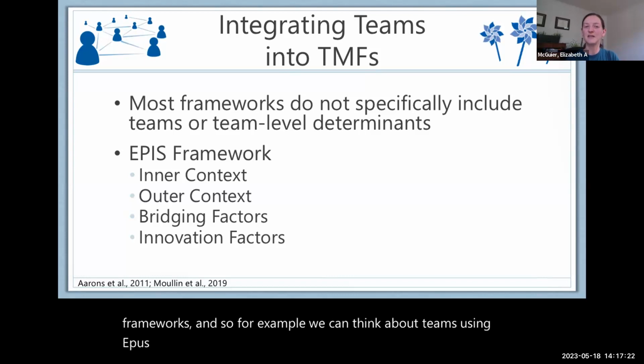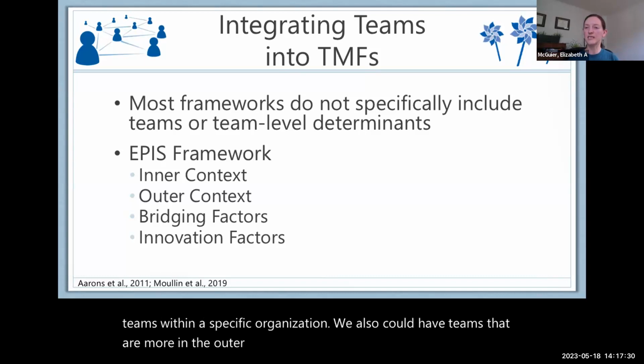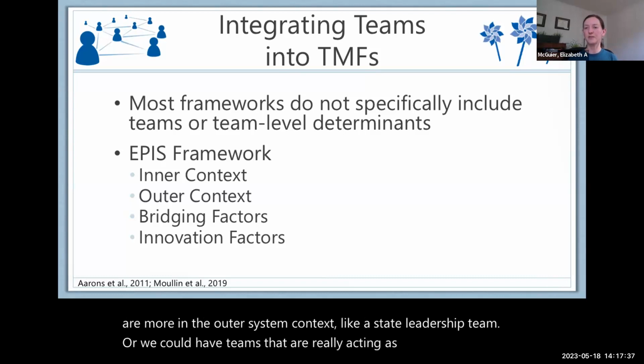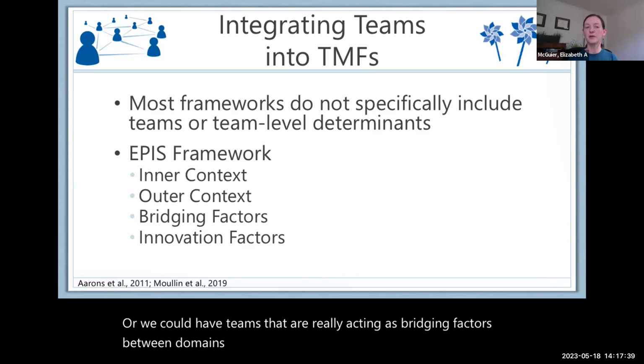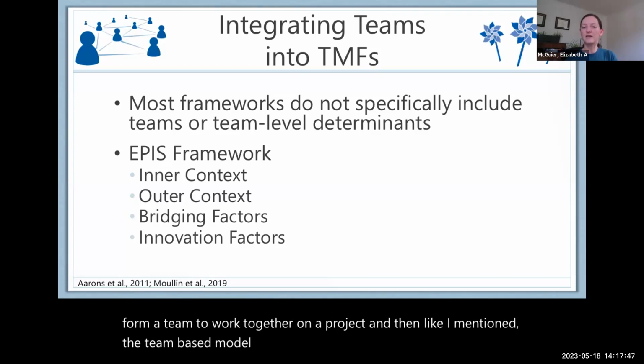So we might have teams that are within the inner context, like teams within a specific organization. We also could have teams that are more in the outer system context, like a state leadership team. Or we could have teams that are really acting as bridging factors between domains, right? So people from different organizations who form a team to work together on a project. And then, like I mentioned, the team-based models of care, we have innovations that require the creation of a team.